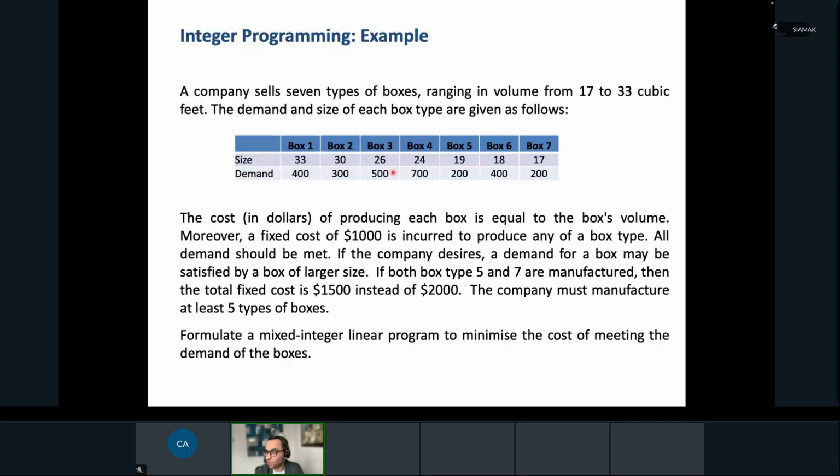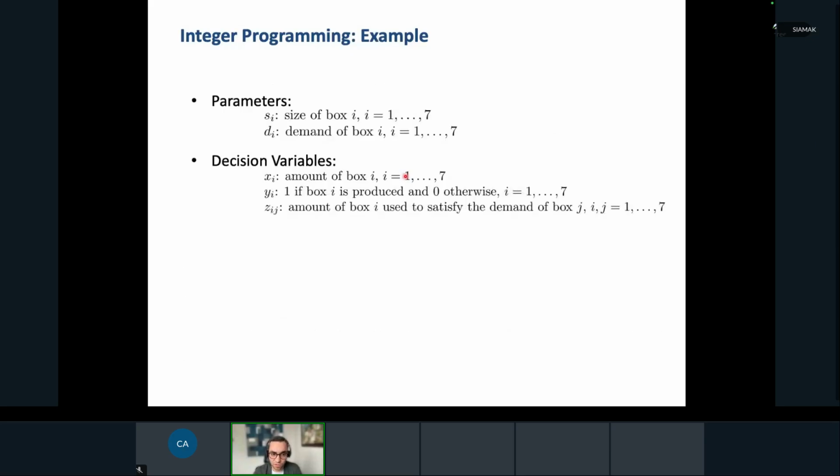So the 700, how much of the 700 is satisfied by box 4? How much box 3? How much of box 2? And how much of box 1 are used to satisfy the 700? So we need to define a new decision variable, which is the amount of box i used to satisfy demand of box j. i and j are essentially from 1 to 7, but we know that we are not allowed to use demand box 2 to satisfy demand of box 1, but the other way around is essentially allowed.